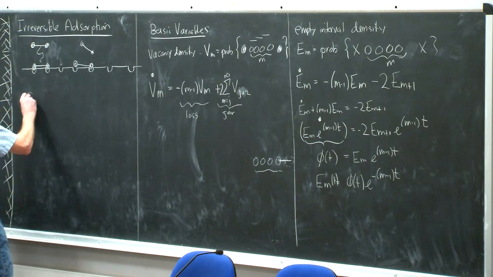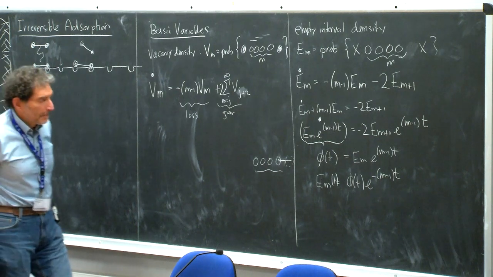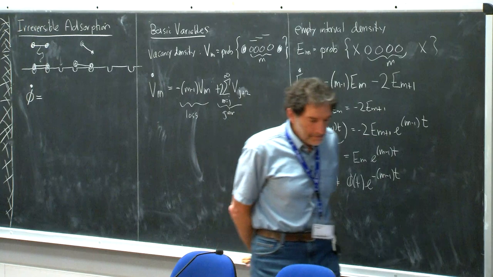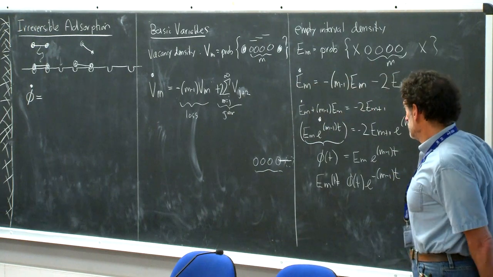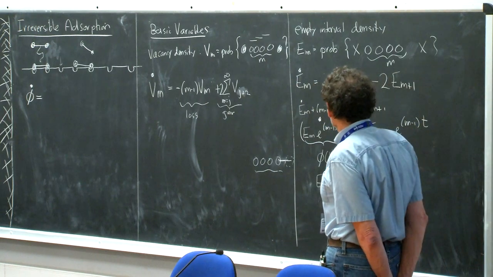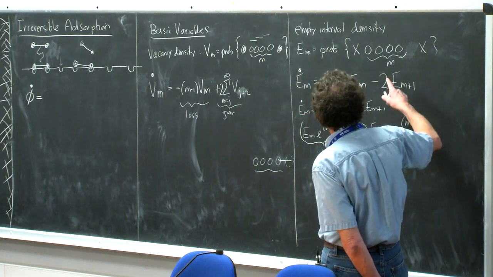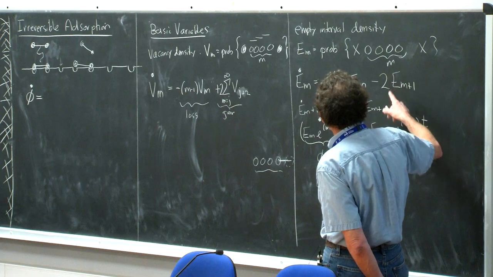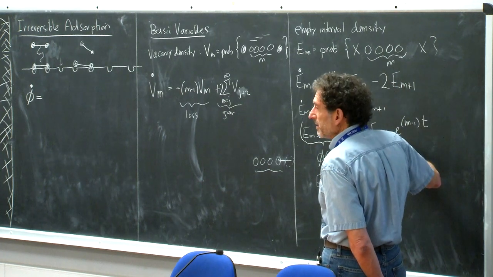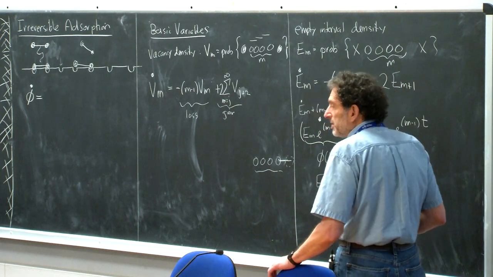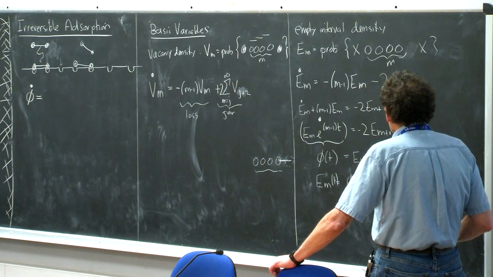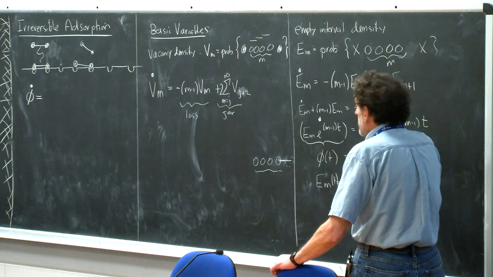So we now have phi dot. Sorry, Sid. Yeah. So in the second process, that involves the probability that the extra site is also empty, right? In the second process, the E_{m+1}. That involves also the probability that the extra site is also empty. That's right. That's why it's E_{m+1}.